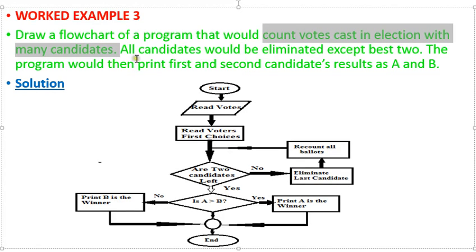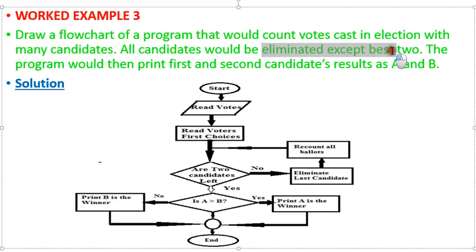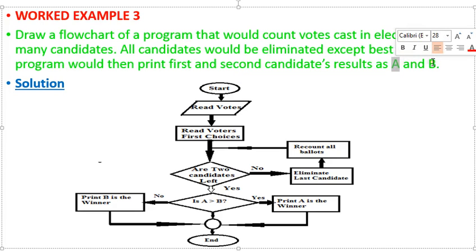Then after counting the votes, it will eliminate all other candidates except 2. The candidates are many, as we said, but it will eliminate all the others and leave only 2. The program will now look at those 2 that were left and say, okay, this one has higher votes than this one. Then you say this is the first candidate and the other one is the second candidate, and we represent them as A and B. So let us look at how this problem is solved using this flow chart.